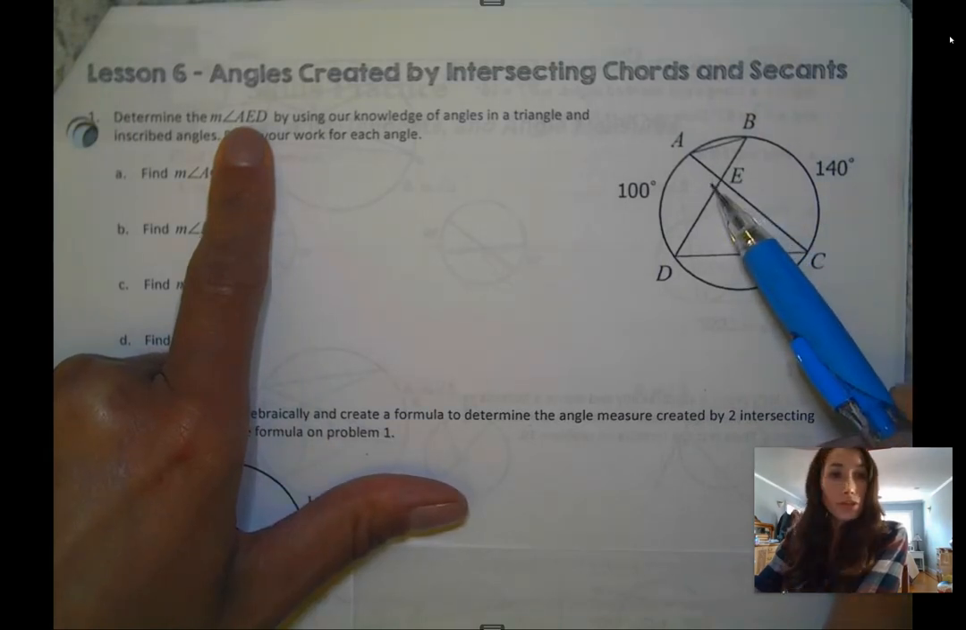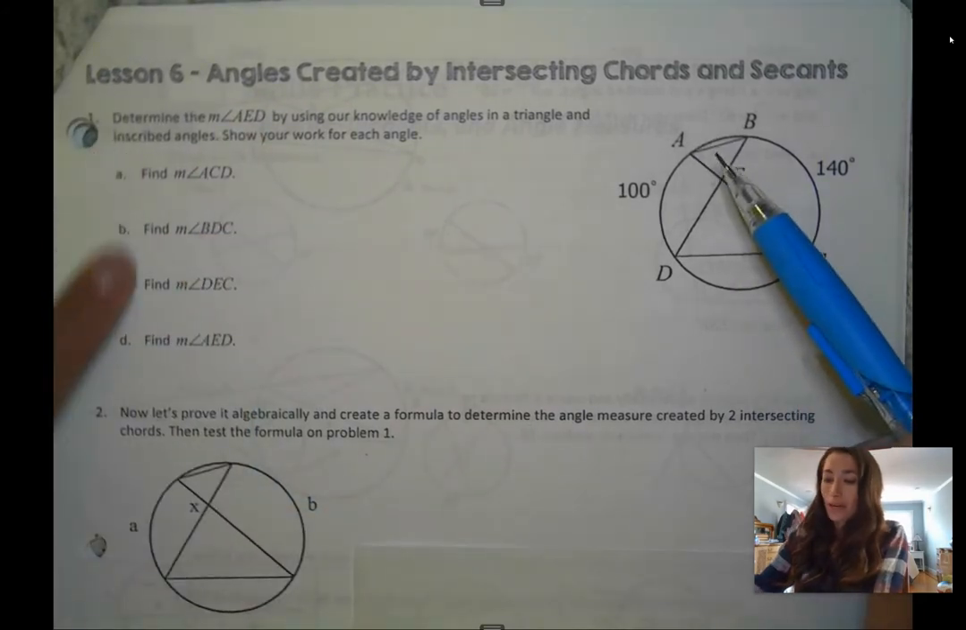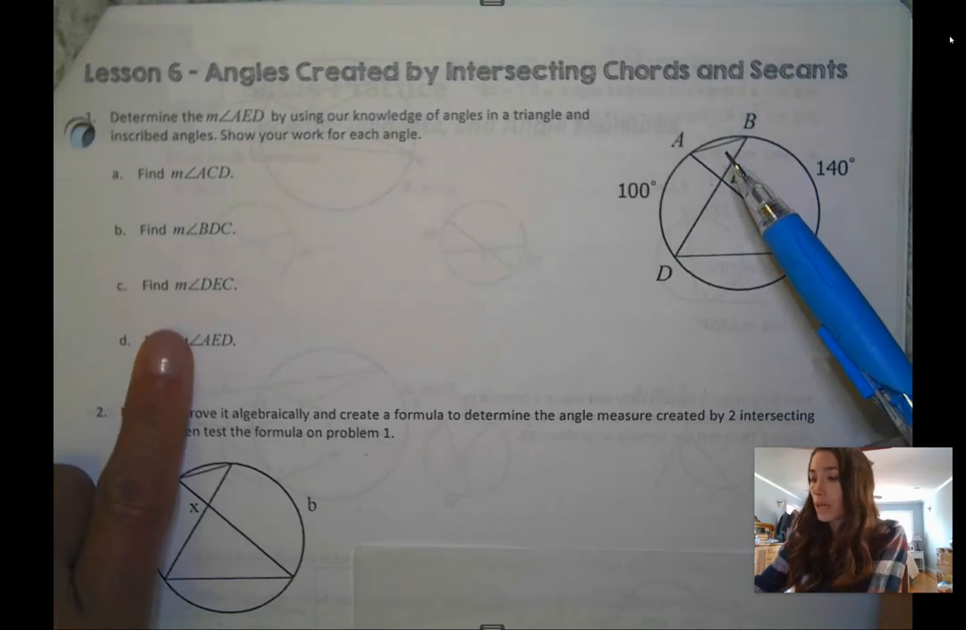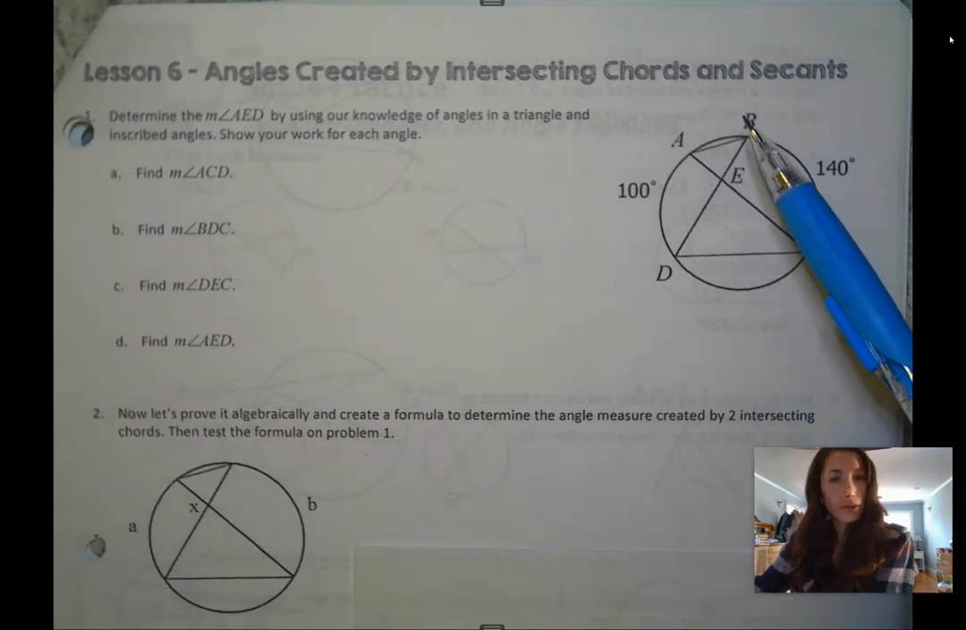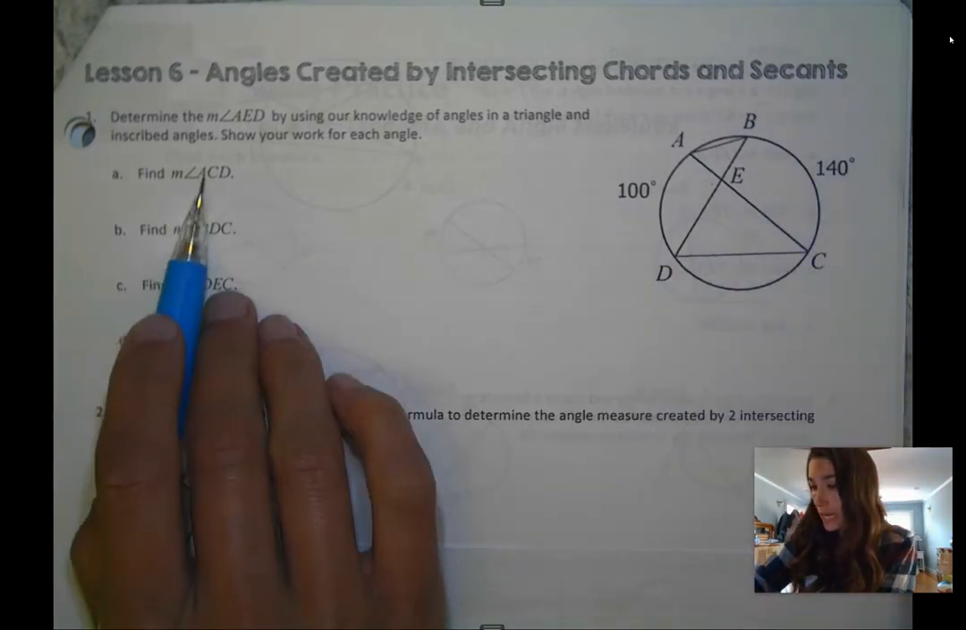In order to do that, we're going to go through these problems here that can give us an example. We're using our knowledge of inscribed angles and the degrees in a triangle. Okay, so the first angle we're going to walk through is ACD.